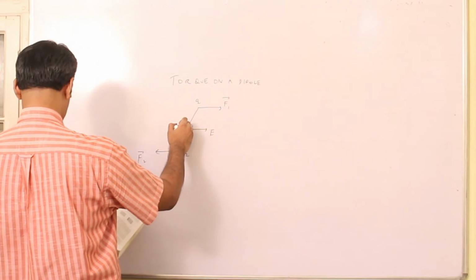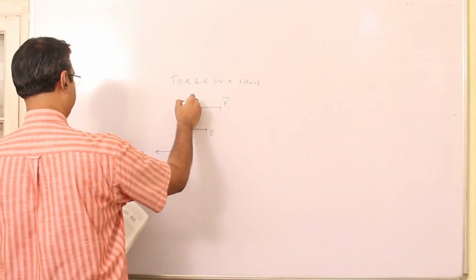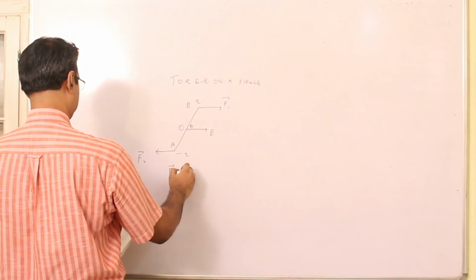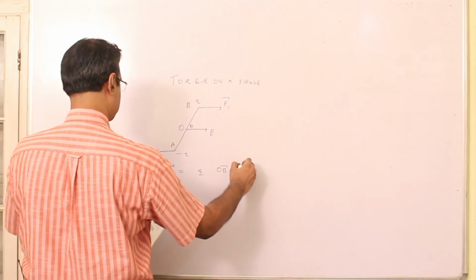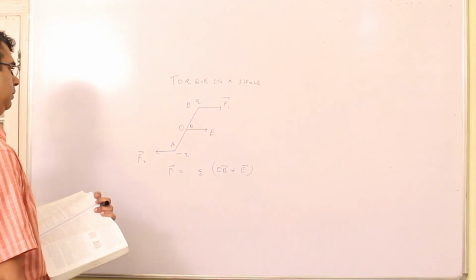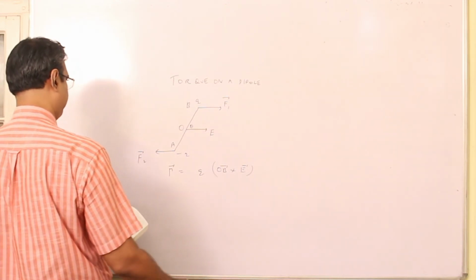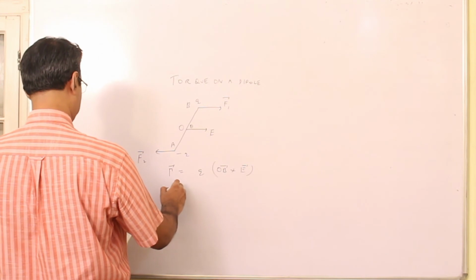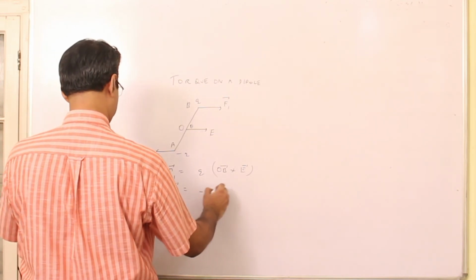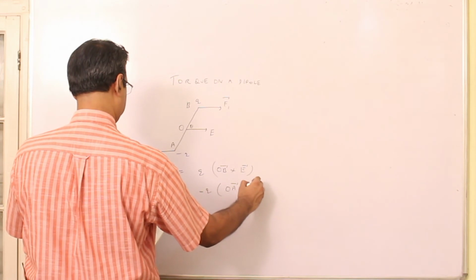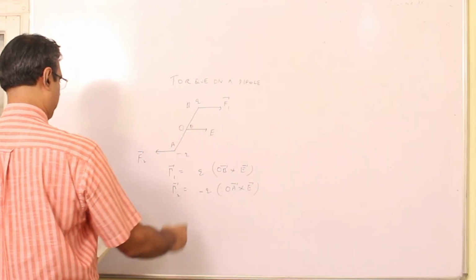So the torque of F1 about O will be given by Q into OB cross E. Similarly, the torque of F2 will be given as minus Q into OA cross E. So this will be the torque of Q about O and minus Q about O.